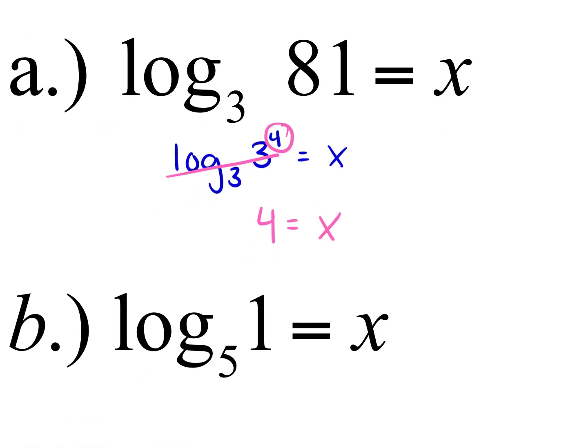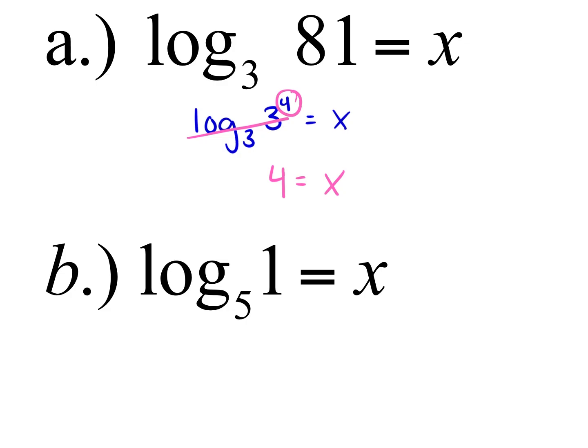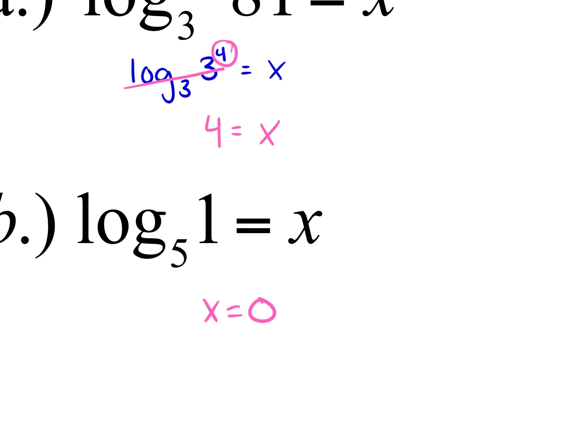Any questions there? What about for b? Log base 5 of 1 equals x. What do we say the log of 1 is? 0. It doesn't matter what your base is. The log of 1 is always going to be 0, so x would equal 0. You can rewrite this into exponential form. Same with the one above. We had 5 to the power of x equals 1. We know that 5 to the power of 0 would be 1.